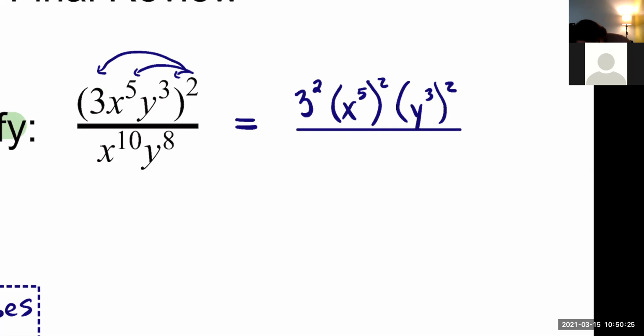And then that entire thing, again, because I didn't touch it, I'm just dealing with the parentheses right now, I'll have the x to the 10th, y to the 8th still there. So basically, all you're doing is distributing the 2, the exponent of 2. Every one of those bases, the 3, the x to the 5th, the y to the 3rd, all now have their own exponent of 2.